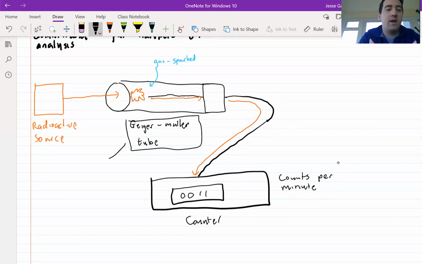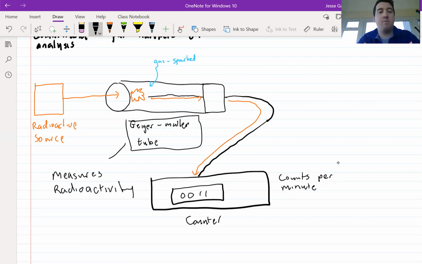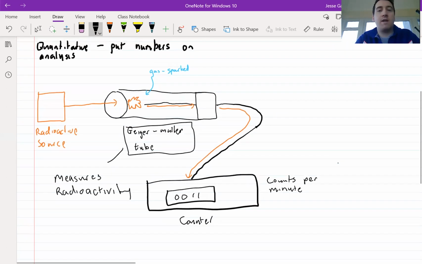What does it do? It measures radioactivity. It measures the activity. How active is a substance? How many particles or how many decays are happening? Every time it happens, you get this little beep or this little count, and you can measure it. So you can pause that, take that down, and you're ready to do some practice questions.